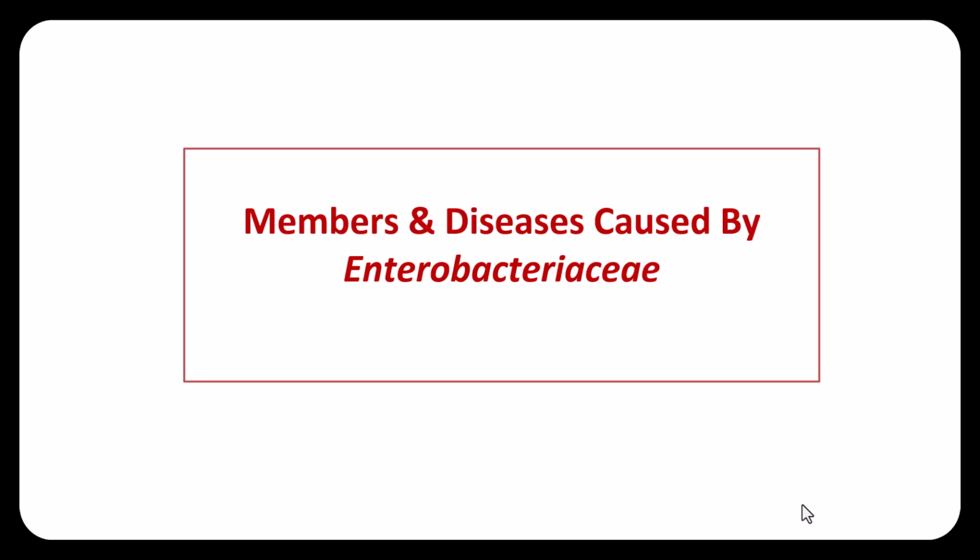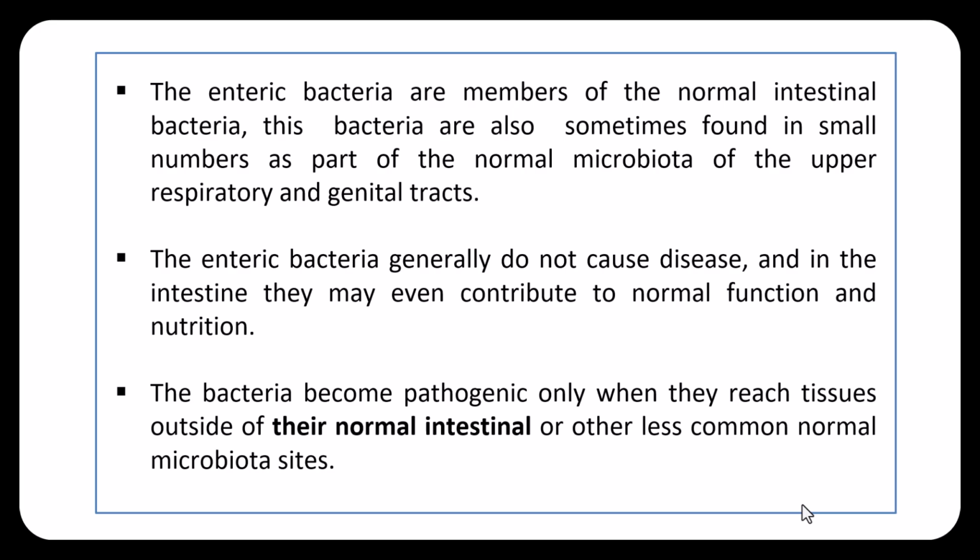Now, the members and diseases caused by the Enterobacteriaceae. Members of the Enterobacteriaceae are commonly found as part of the normal flora of the intestinal tract, and may also exist in small numbers in the upper respiratory tract and genital tract. In their normal location, these bacteria usually do not cause disease and may even help in normal intestinal function and nutrition. However, they become pathogenic when they spread to other parts of the body outside the intestine.